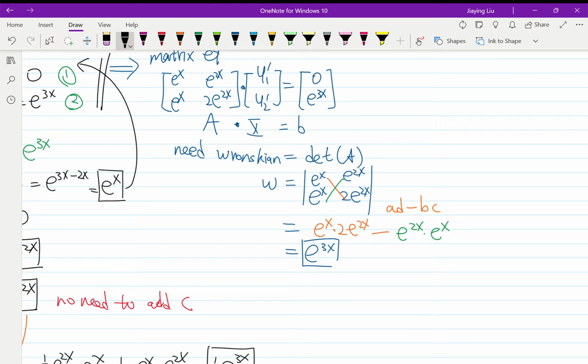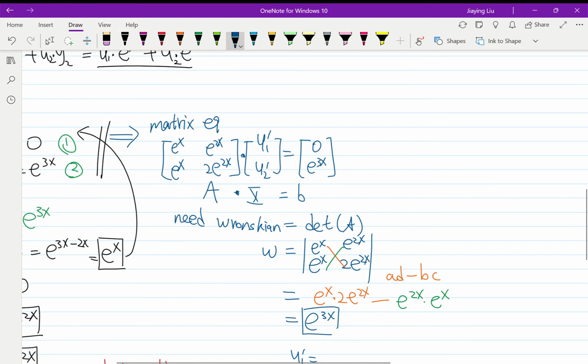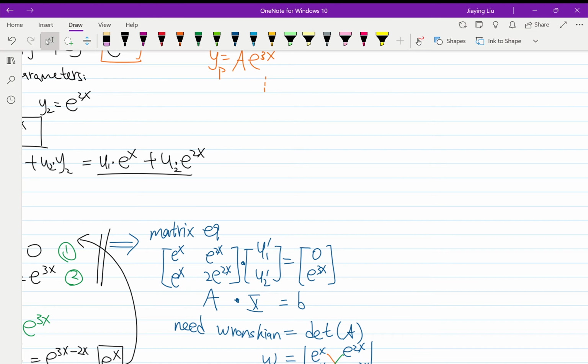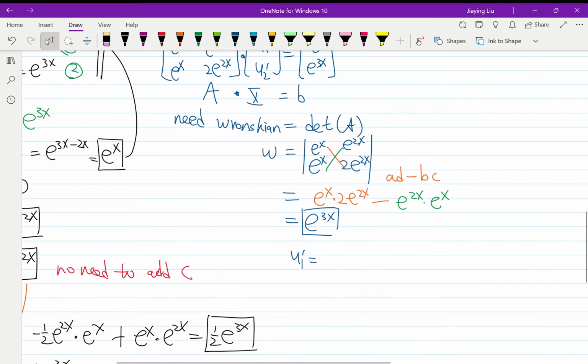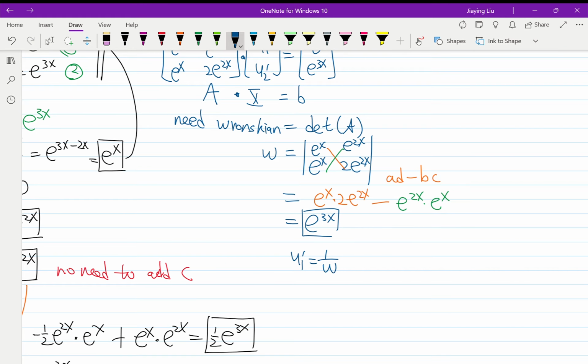The next part is the first variable, in this case u1 prime. So we're looking for two things, right? We need the u1 prime and the u2 prime. The first thing, the u1 prime, is going to be given by 1 over the Wronskian times the determinant of a new matrix. It's very important to get this new matrix right.